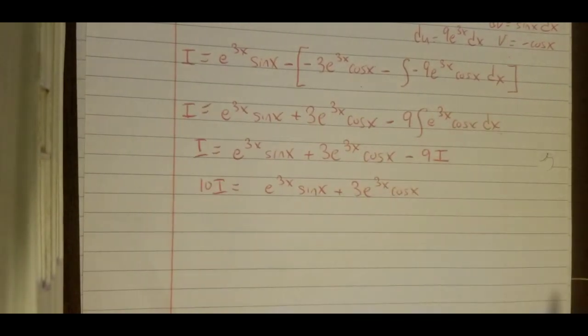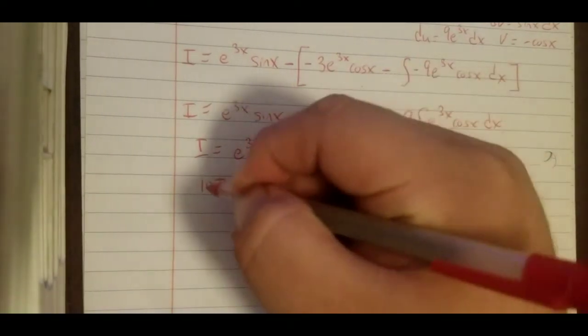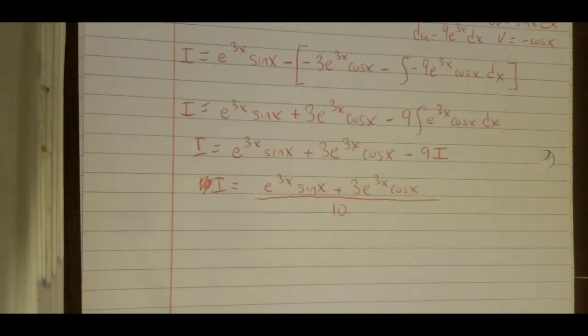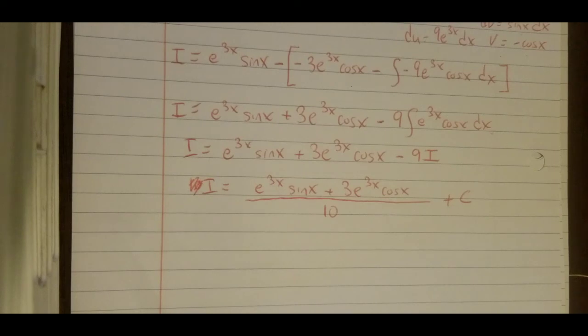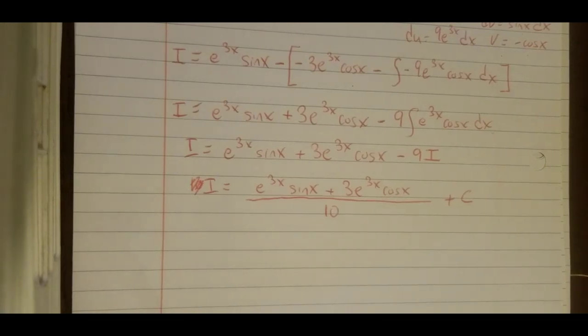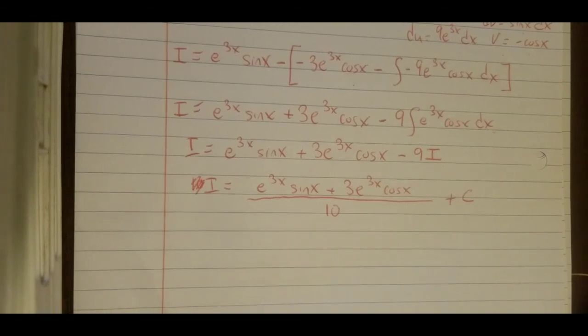All of this is equal to 10 times I, so I'm just going to divide everything through by 10. And that gives me my value of I by itself, my antiderivative for this thing. And of course, plus C. And so this is a technique where, as long as we're being consistent with our integration by parts, if we are able to regenerate the original integral itself, we can now use this as an algebraic setup in order to find our antiderivatives, which is really cool.